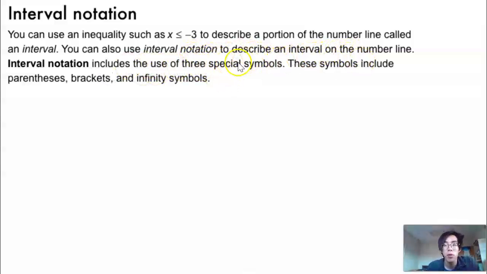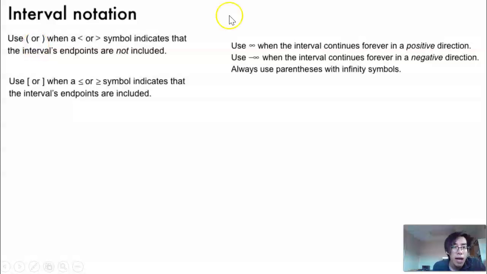So we use symbols, all right? Those symbols are going to be, pen will work. There we go. Okay, parentheses, brackets, and then infinity symbols. So let me show you what that will be. All right, so when you have parentheses, that is when you are showing that the interval's endpoints are not included. Okay, that's the keyword there, not.